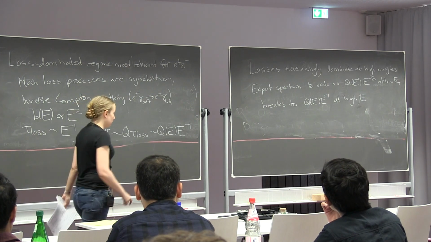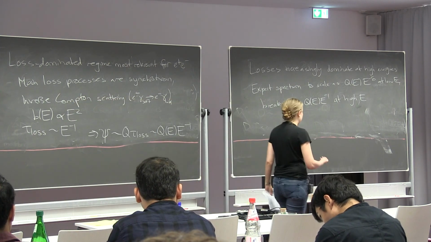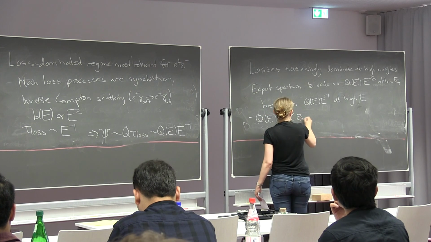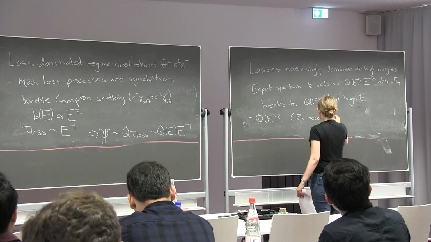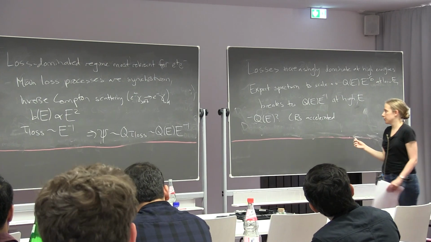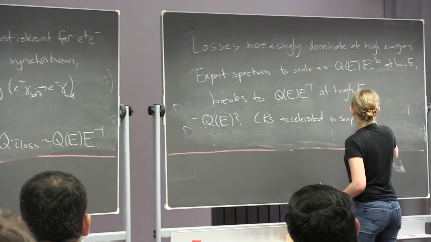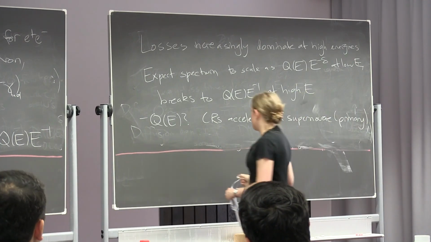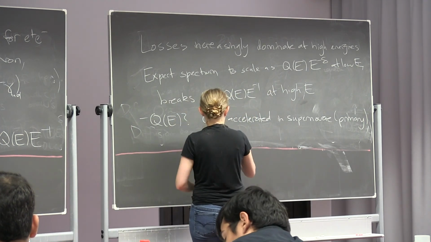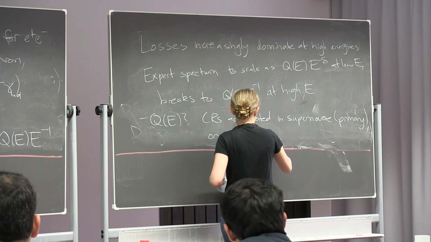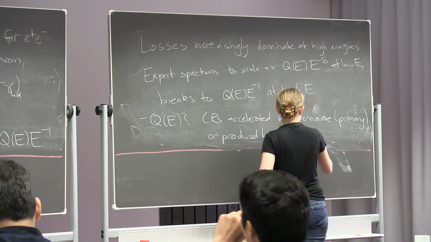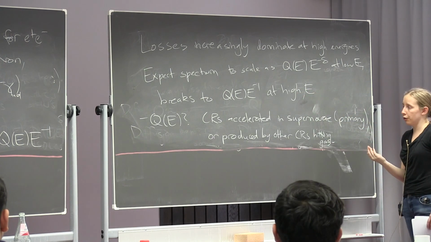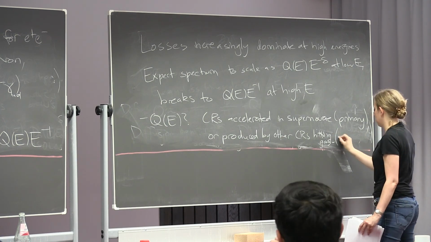Now this Q of E, this could be cosmic rays directly accelerated in supernovae, but it could also be other cosmic rays hitting the gas and producing the cosmic rays that you're interested in. So we call the former primary cosmic rays and the latter secondary. For example, when a proton hits the gas and makes neutral pions which make photons, it also makes charged pions which can make positrons.